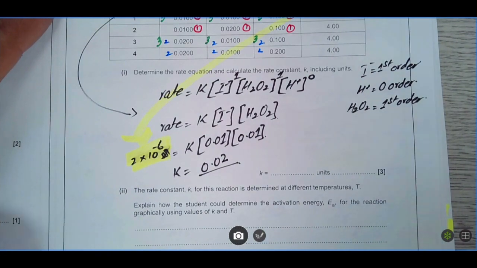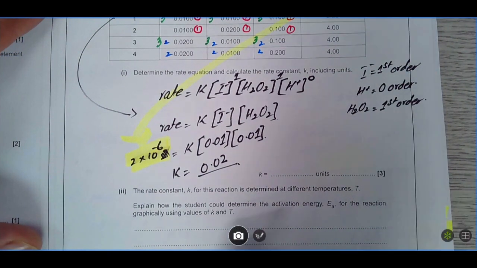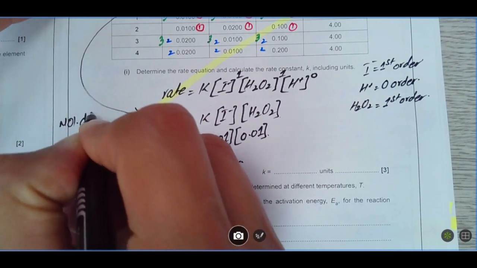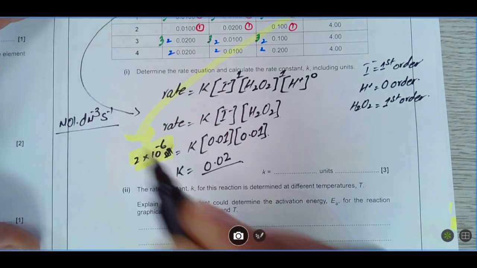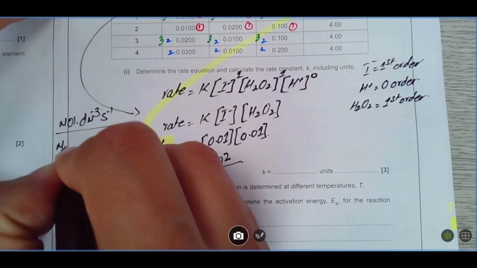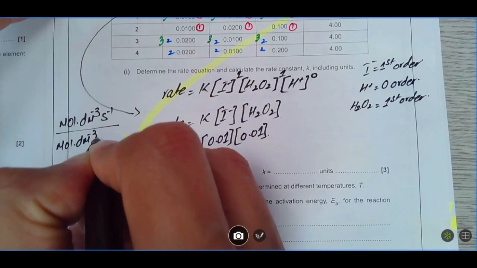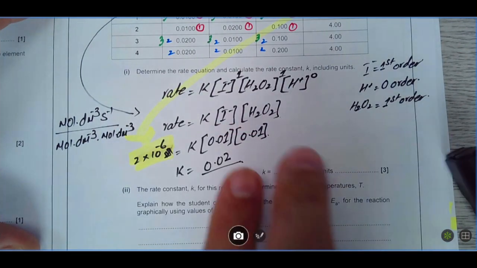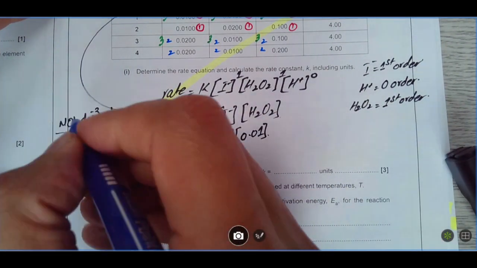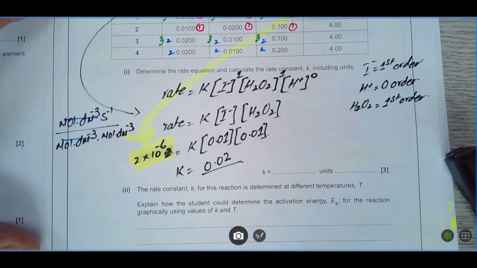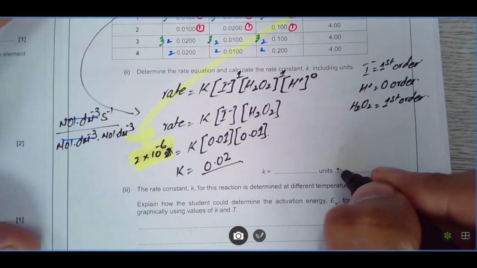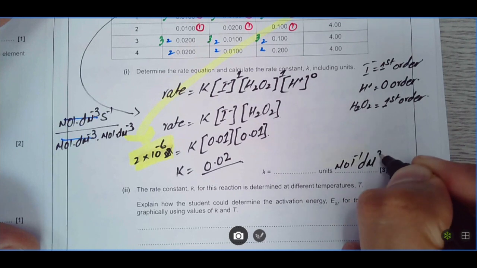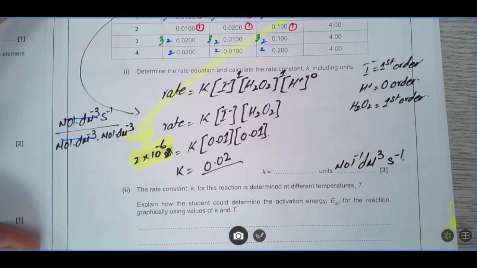The unit in this case, I can work out: the unit for rate is always mol dm to the power of minus 3 s to the power of minus 1, and I'm dividing by mol dm to the power of minus 3 and mol dm to the power of minus 3. So I've got 2 of these concentrations. One of these will cancel out with this one. I'm now left with the unit mol to the power of minus 1 dm to the power of 3 s to the power of minus 1.